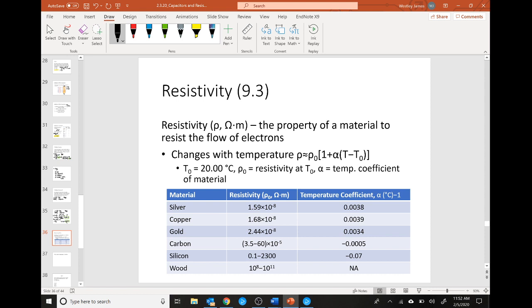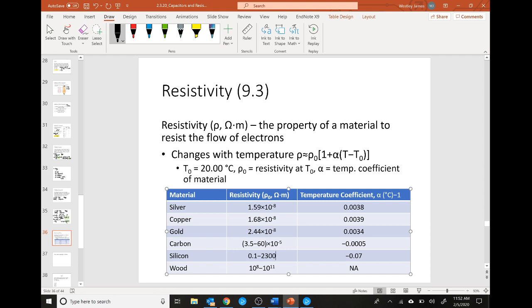Again, we see here the resistivities. We see that wood has a very high one. That means that it's very hard to push electrons through wood. That should be straightforward. We don't use wood in our circuits. Whereas silver, copper, and gold have a resistivity of 10 to the minus 8. So that is 19 or 20 orders of magnitude smaller than for wood. And silicon, you see here, is around 0.1 to 2,300.